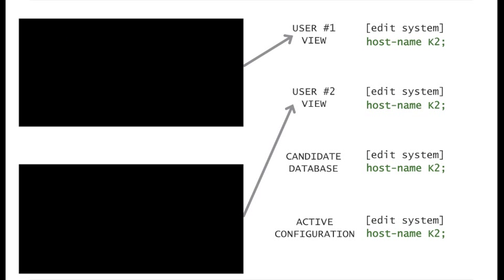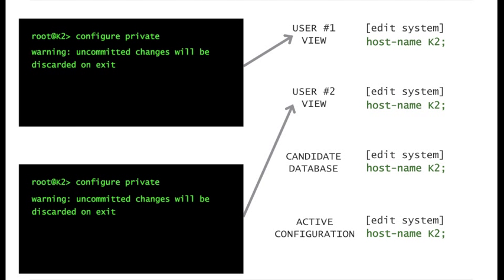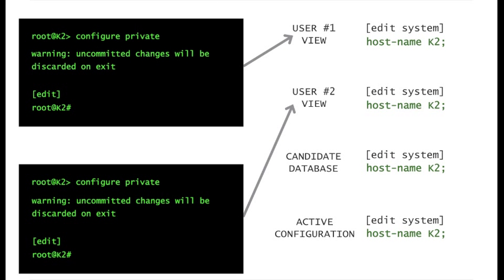There is another configuration mode, very widely used, that protects against committing someone else's changes: the private mode. In this mode, users enter configuration mode by executing configure private. These users do not write directly in the shared candidate database, but in a private view of the active configuration.